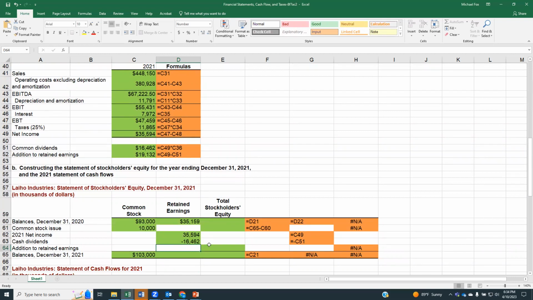So this addition to retained earnings is just going to be net income plus the retained earnings. And we'll see that that will actually come out to the same thing we did up here for addition to retained earnings. All right. So our balance at the beginning is just going to be common stock plus the retained earnings. This will equal the amount of common stock that was issued. This equals the difference between our net income and our cash dividends.